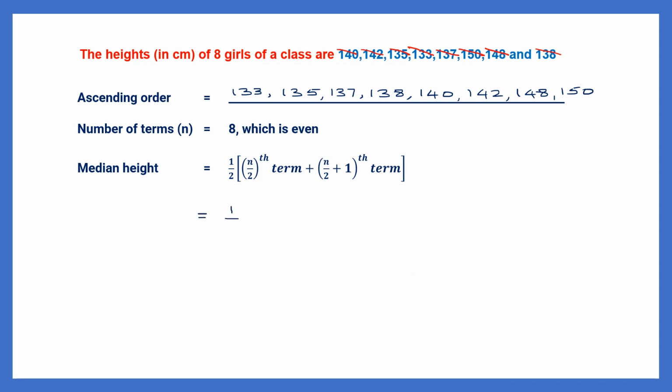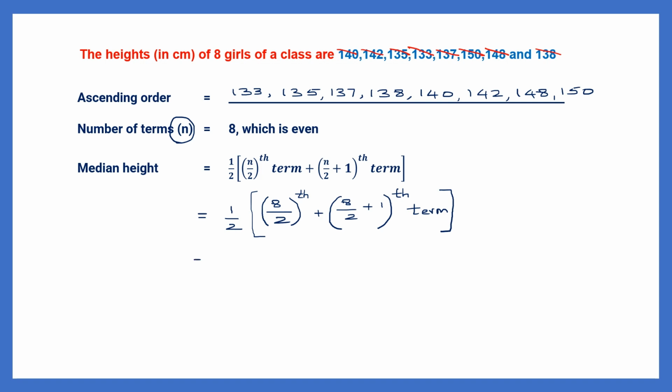Now let's write that 1 by 2 into n by 2. Remember, n is given here, the number of terms. So n is 8. 8 by 2, that term, plus n by 2, which is again 8 by 2 plus 1, and that is also a term. So we have to add up these two and multiply it by 1 by 2.